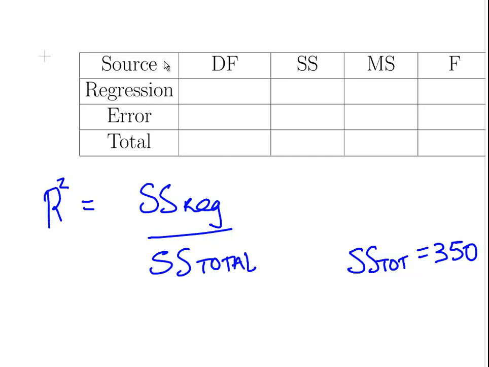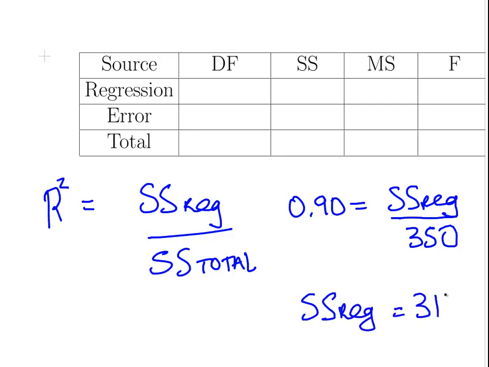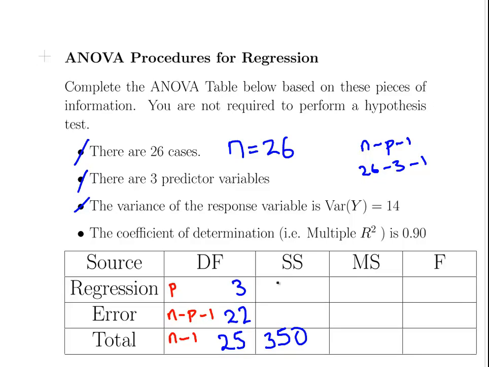And that is 0.90. So 0.90 equals SS regression over 350. You can work that out. SS regression is 315 by my calculations. So it's 315.